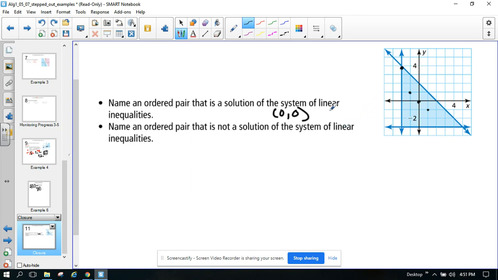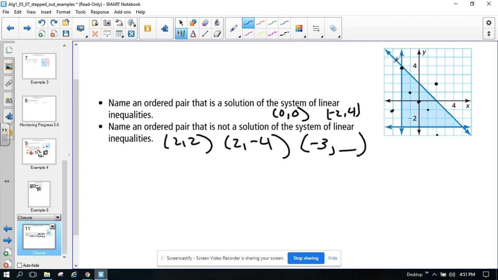Things that are not a solution are things that are not inside where it's shaded. So (2, 2) is not a solution. How about (2, -4)? That is not a solution. How about (-3)? Well, anything out here is not a solution. So anything out here would not be a solution.